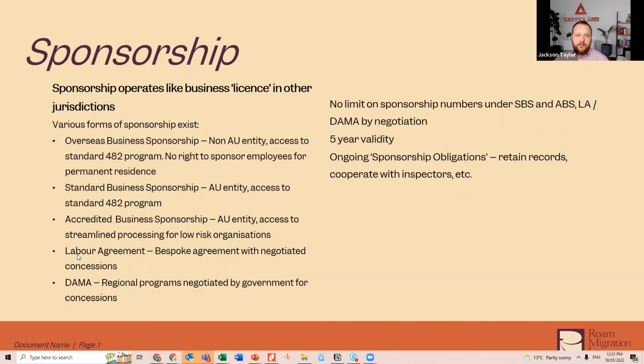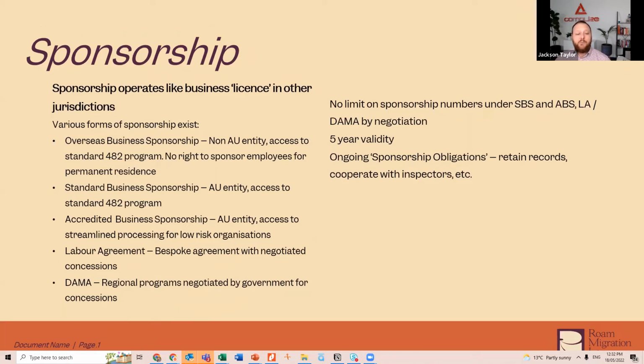Now, a labour agreement is like a sponsorship, but it is essentially a one-to-one discussion with the government about either a specific industry or your company or organisation specifically, and its unique needs. Within the labour agreements, we have industry agreements, such as a pork industry agreement, a dairy industry agreement, a fishing industry agreement, and a fine dining restaurant agreement. What labour agreements do that's different from all these other visas is they allow for certain concessions.